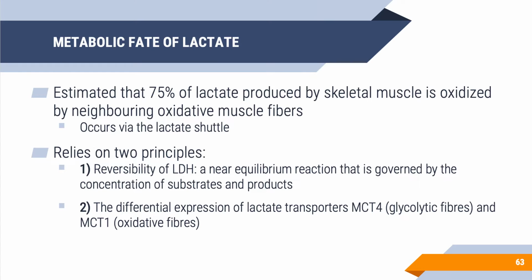This is a near equilibrium reaction that is governed by the concentration of substrates and products. So more pyruvate will push the equation towards production of lactate, whereas more lactate will push the equation towards the production of pyruvate. The second rule is that there's differential expression of lactate transporters depending on the muscle fiber type. MCT4 is on glycolytic fibers and is related to lactate export, and MCT1 is on oxidative fibers and is related to lactate import.